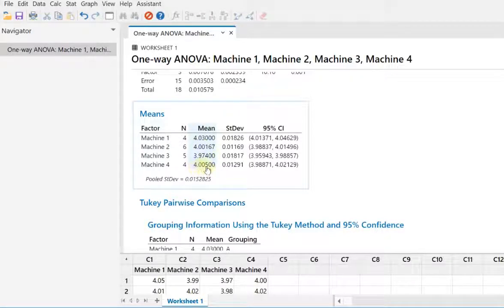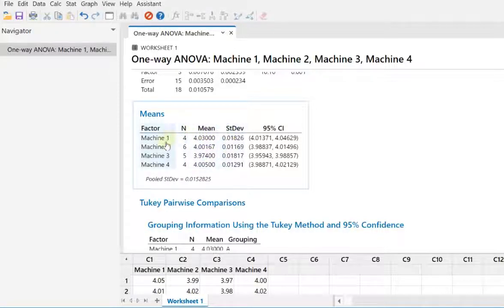4.001, 4.005. Definitely machine 4 and 2 are not different. See, their means are the same. If anything, if you look at the lowest mean and the highest mean, machine 1 and machine 3, probably these two machines are different. 1 and 3. We'll see that in a minute.